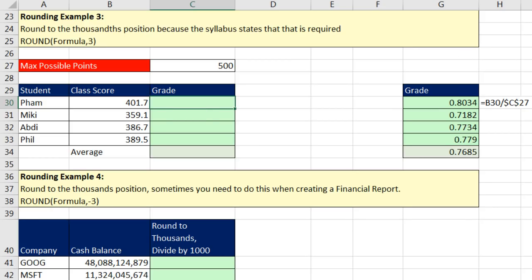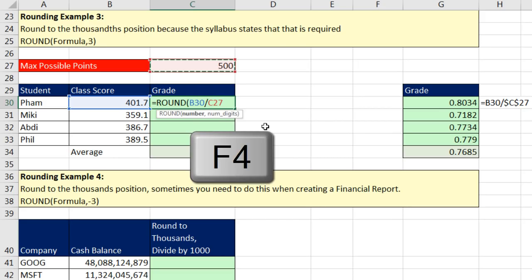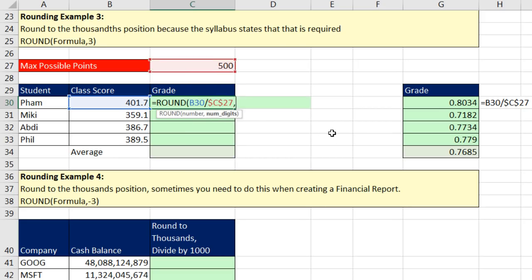So I'm going to use equals ROUND. Left arrow to get the class score, divided by up arrow to get the total. F4 to lock it because we're copying down. Comma. For number of digits, I'm putting a 3. Close parentheses. Control-Enter, and copy it down. Each student's decimal grade is properly rounded to the correct thousandths position.